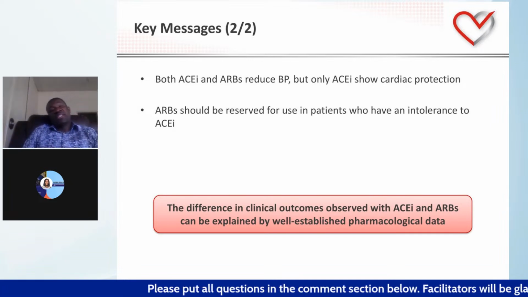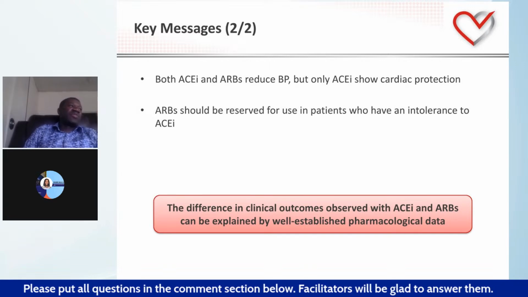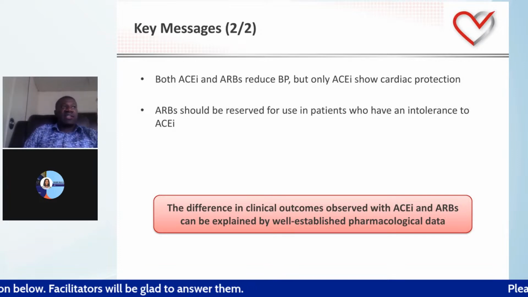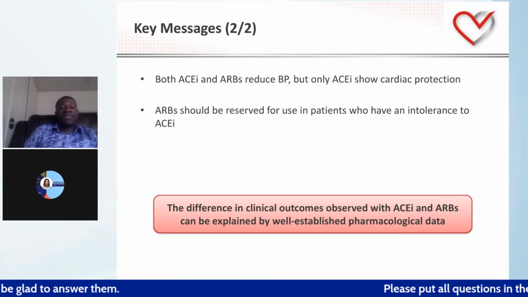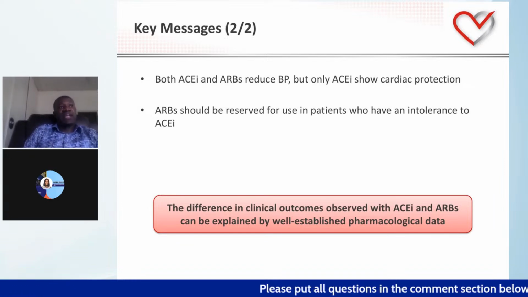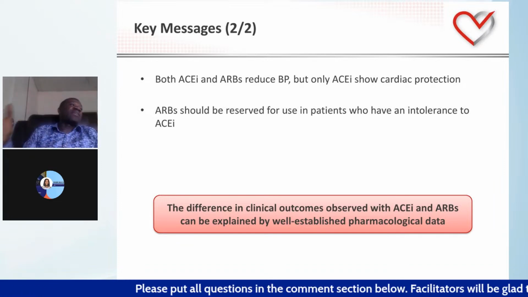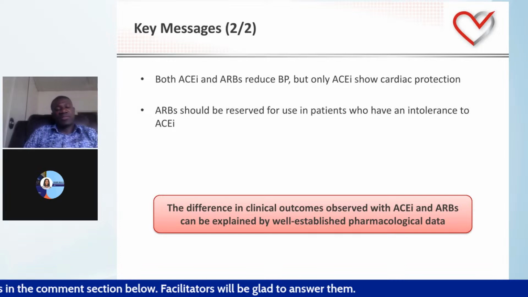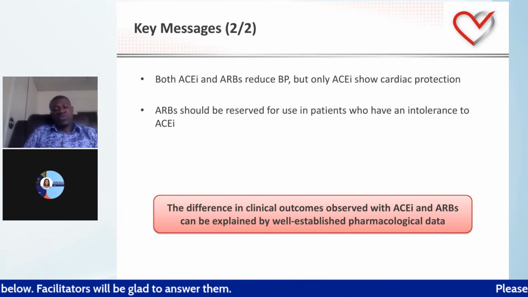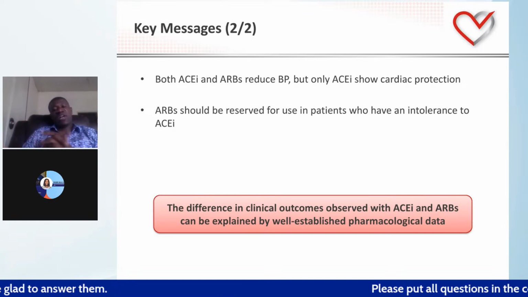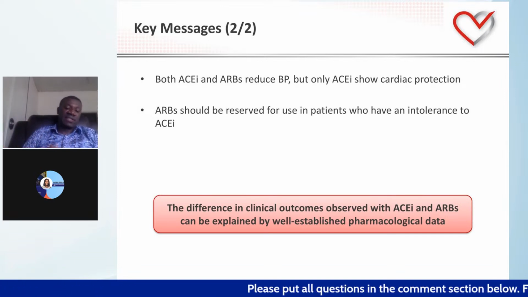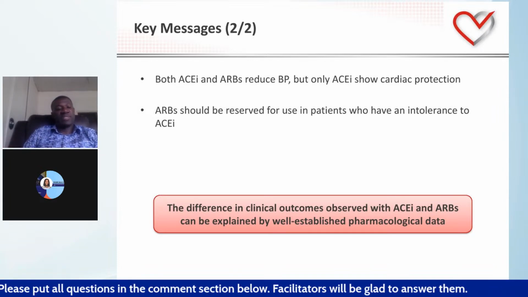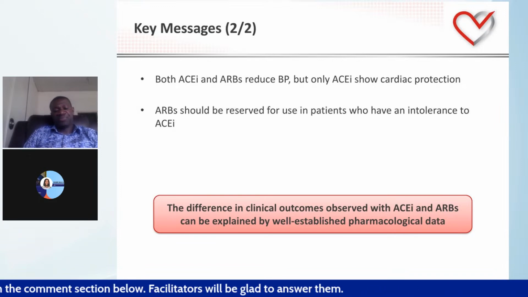And usually what we see is that, when it comes to angioedema, you may get 1 out of 1,000 patients developing angioedema on ACE inhibitors, and a cough, maybe 3 out of about 100 patients. And even there, sometimes it depends on how bad the cough is. So the cough is not such a problem every time. You may decide to keep your ACE inhibition if it doesn't disturb the patient. So the difference in clinical outcomes observed with ACE inhibitors and ARBs can be explained by a lot of well-established pharmacological data, and some of these are what we have presented this afternoon. Thank you.